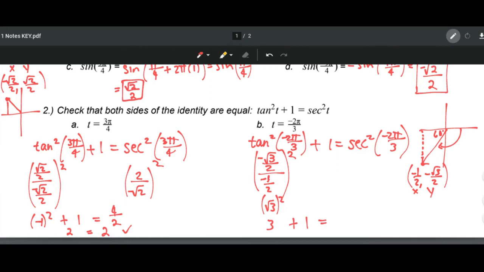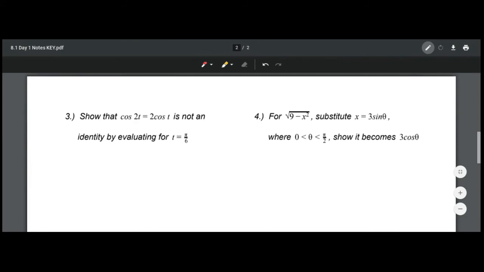And then secant is the reciprocal of cosine, so we're going to flip over our x coordinate, but we have to square that, so that would give us 4 over 1, which is 4, and indeed 3 plus 1 does equal 4. For number 3, we're going to show that this identity is not actually true, so it is not an identity, and we're going to use the angle pi over 6 to prove that.